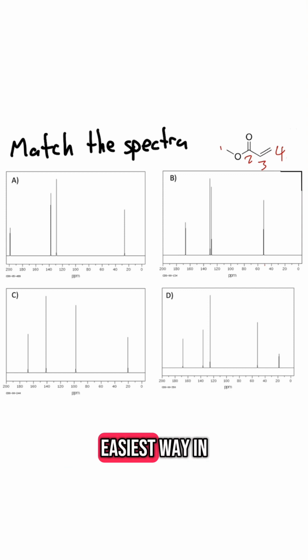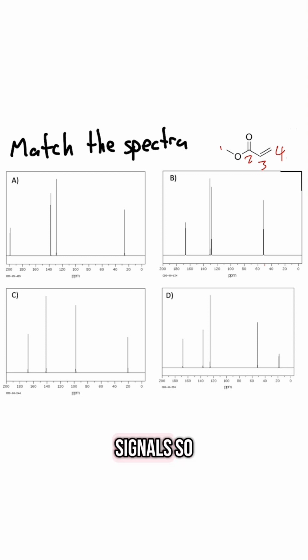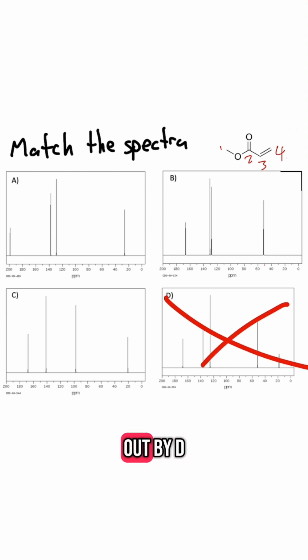Then the first thing I like to do is eliminate blatantly wrong answers. I find that to be the easiest way in any subject you're taking. So we have 4 signals. Is there anything with more than 4 signals, or less than 4? So 1, 2, 3, 4, 1, 2, 3, 4, 1, 2, 3, 4, 1, 2, 3, 4, 5. All right, so we can definitely say that D is out.